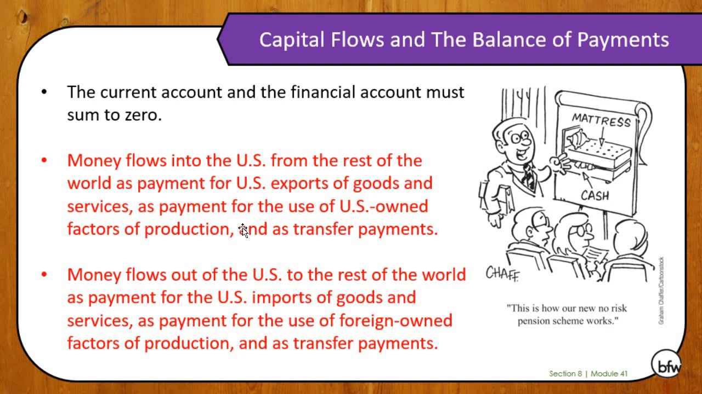So basically, how money and goods and services flow in and out of the United States. Go and write this down in that area. Money flows into the United States from the rest of the world as payments for U.S. exports of goods and services, as payment for the use of U.S.-owned factors of production, and as transfer payments.